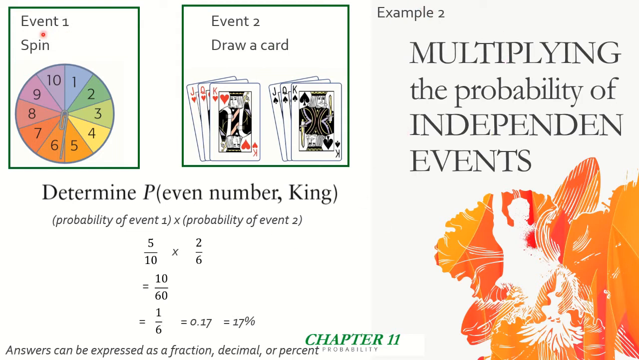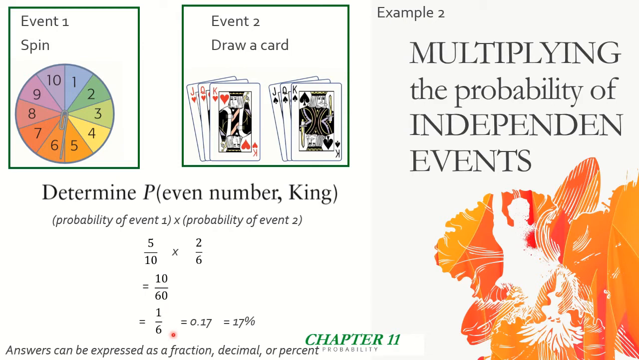So same two events. We've got the spinner, we've got the cards, except this time, let's look at the question. It wants the probability of an even number on the spinner and a king from the cards. So here we go. Our first event, well, out of the 10 total numbers, 5 of them are even. 2, 4, 6, 8, and 10. So that's 5 out of 10 as our first fraction, multiplied by 2 out of 6 for our second fraction, because 2 of the 6 cards are kings. 5 times 2 is 10. 10 times 6 is 60. I can reduce that to 1 over 6.